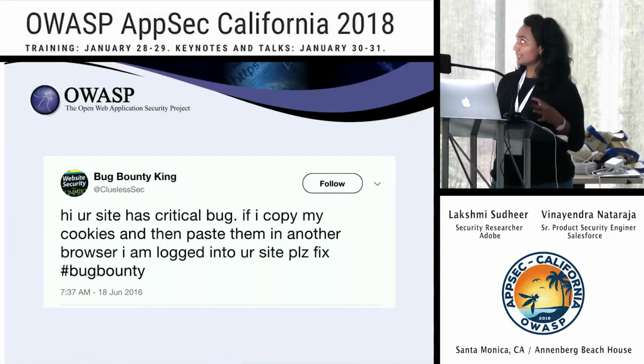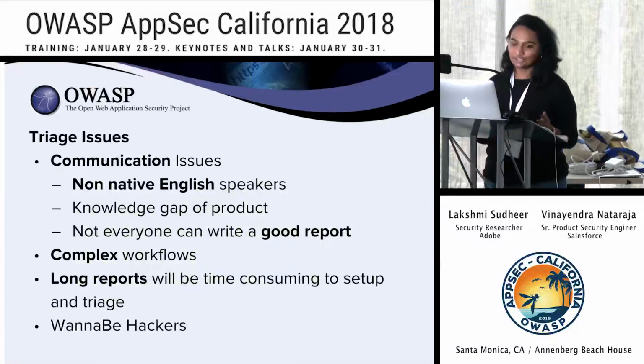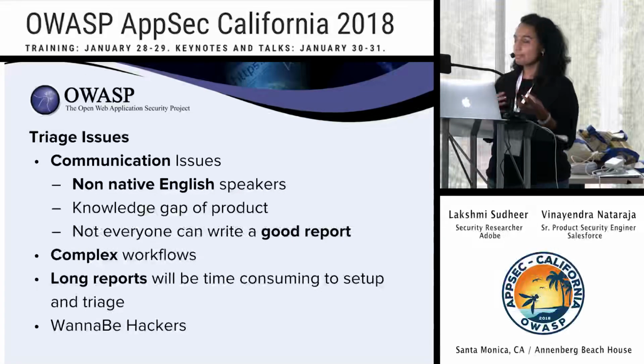So let's get them all together. What are the issues with triaging? The biggest, in bold, is communication issues. Since bug bounty is actually crowdsourcing security, you have a lot of people from different geographical locations. I understand English, and they may be amazing at French and finding great vulnerabilities, but this process of explaining that bug to me is pretty hard. So this is one of the major issues that we deal with.